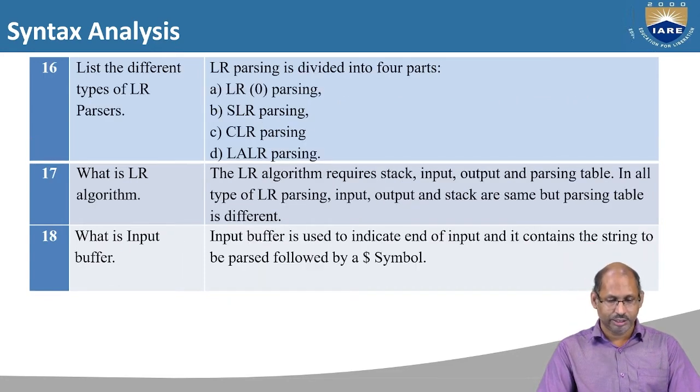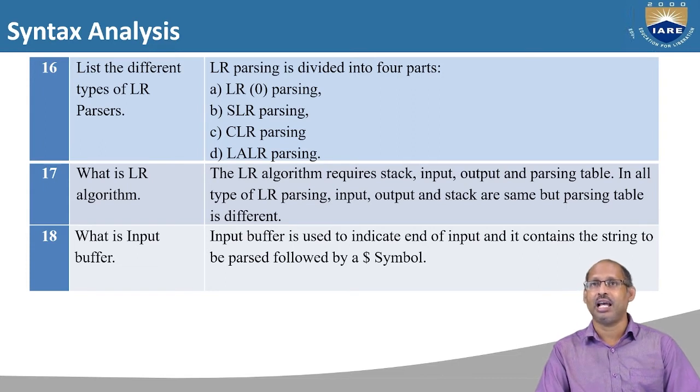Let's list the different types of LR parsers. Here the LR parsers are divided into 4 parts: LR(0) parsing method, simple LR parsing method, canonical LR parsing method, lookahead LR parsing method. So these are the four different LR parsing methods.